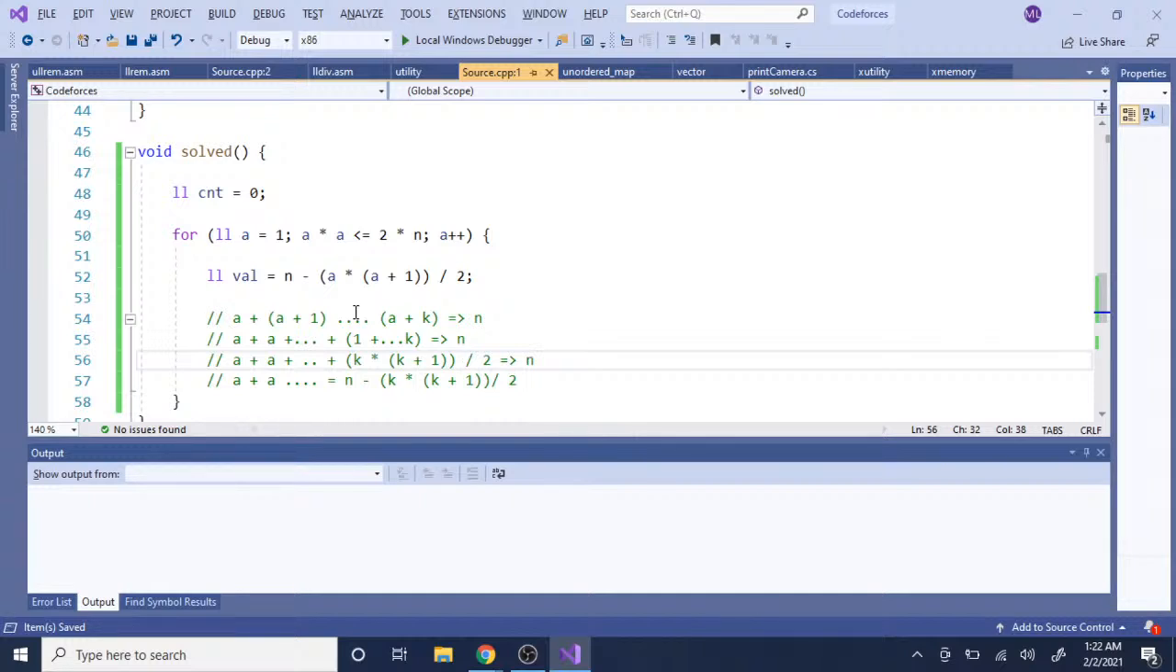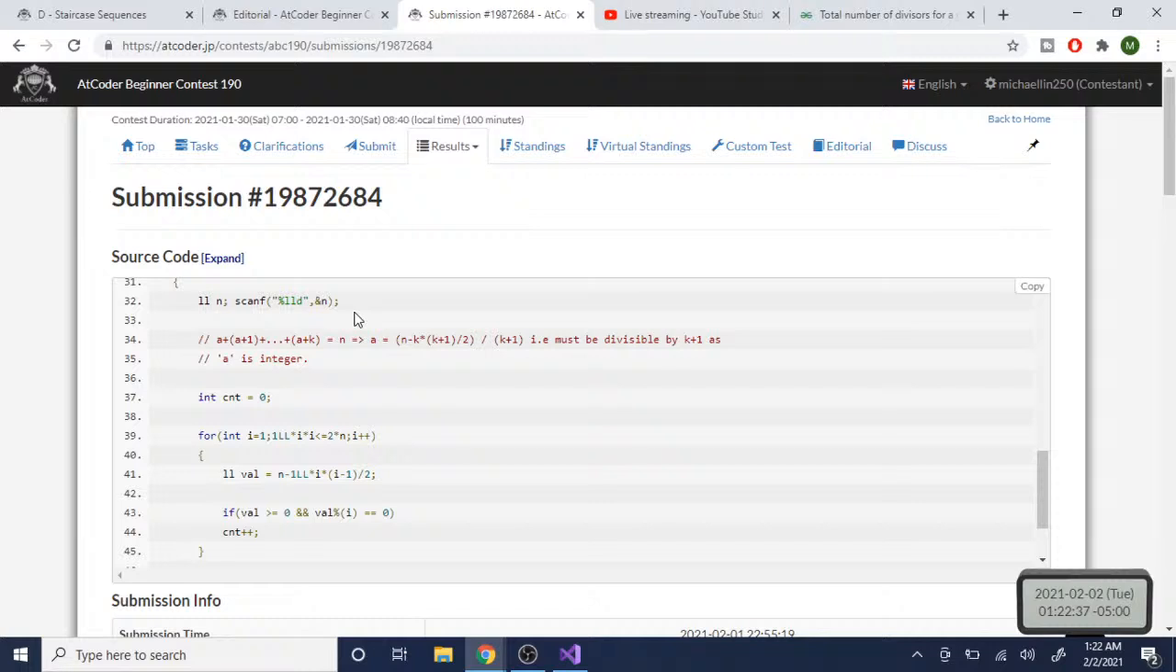Which means it has to be divisible by, oh, this is confusing me. n minus 8 times 8 plus 1 over. Oh wait, what? Why is it i minus 1? Shouldn't it be plus 1?